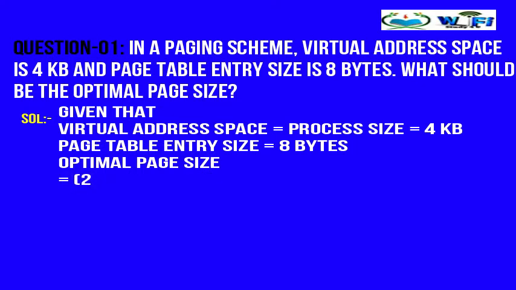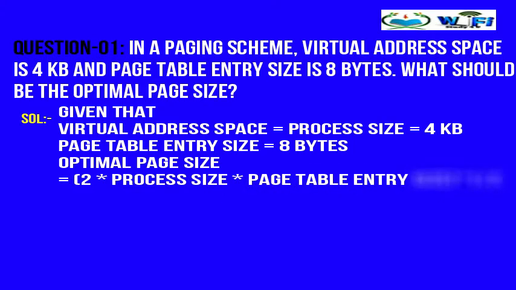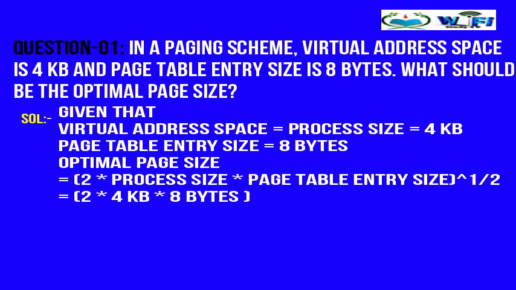Here we represent the square root as power 1 by 2. It means 2 into 4 kilobyte into 8 byte, all over power 1 by 2. 4 kilobyte is converted to 2 to the power 12. So 2 into 2 to the power 12 into 2 to the power 3, overall power 1 by 2.